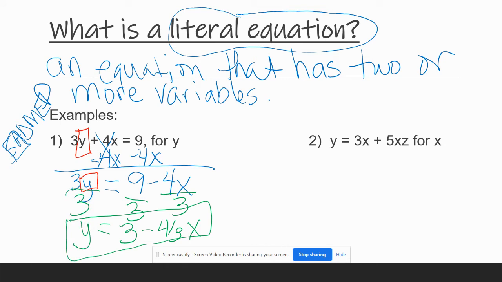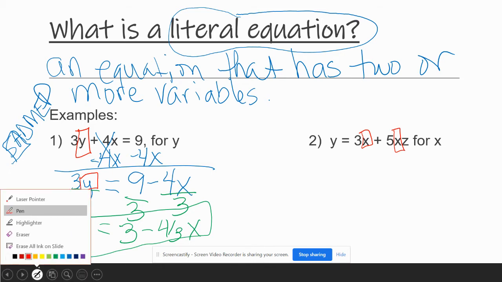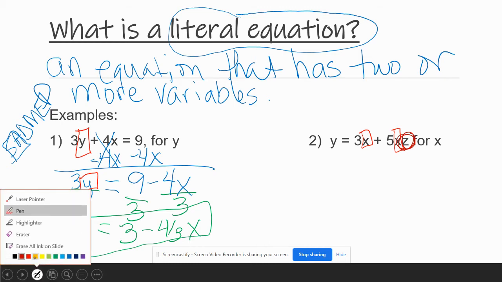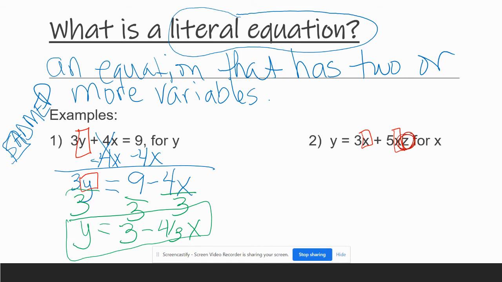Example 2 is asking us to solve for x. I have an x here and here. Well, if I have the x in two different places, let's take a look. Can I add the 3x and the 5xz? Are they like terms? And the answer to that is no, because of the z that's right here. That makes them not like terms. So what else could we do to start getting x alone?